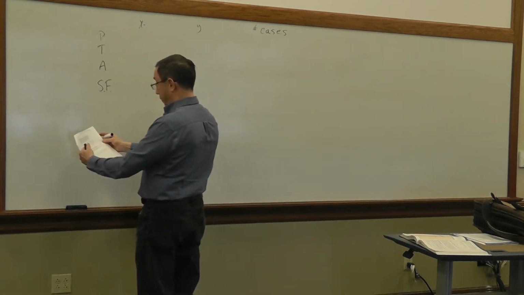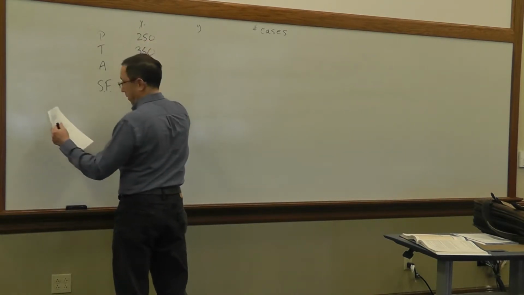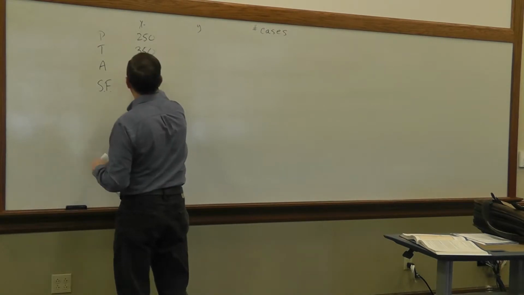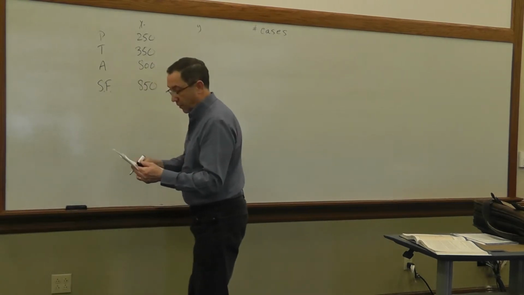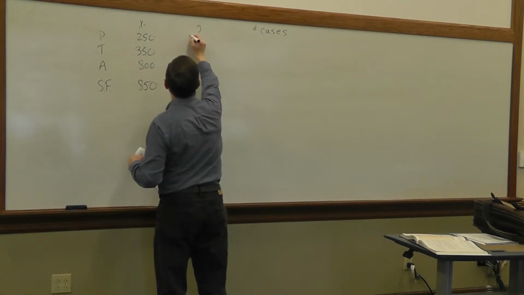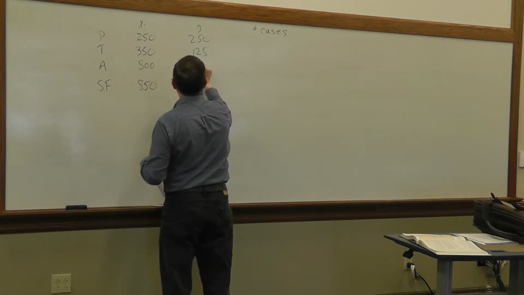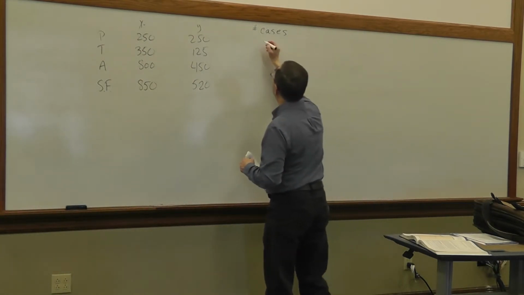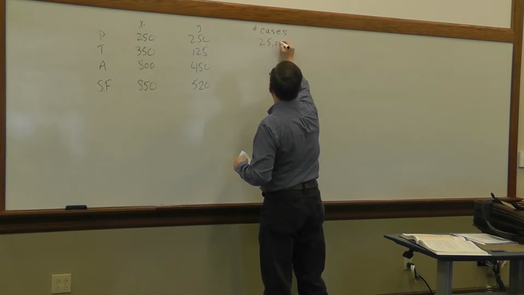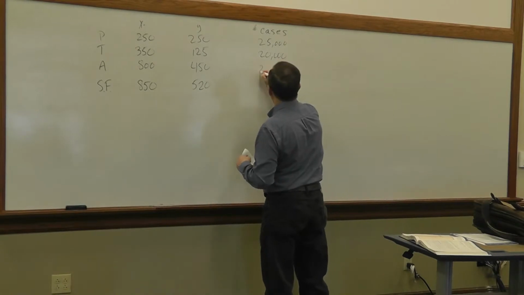X coordinates of 250, 350, 800, 850, and then the Y coordinates 250, 125, 450, 520. Number of cases going to each, 25,000, 20,000, and so on. 28 and 17.